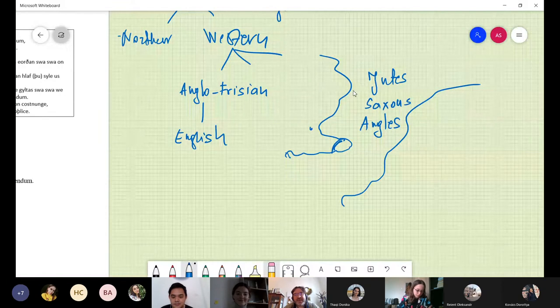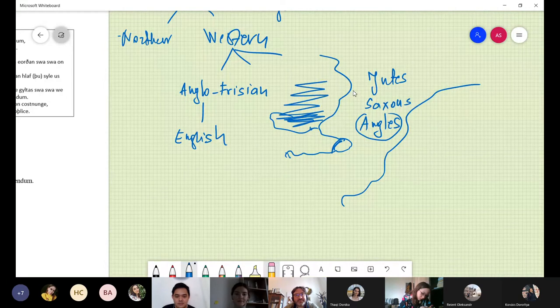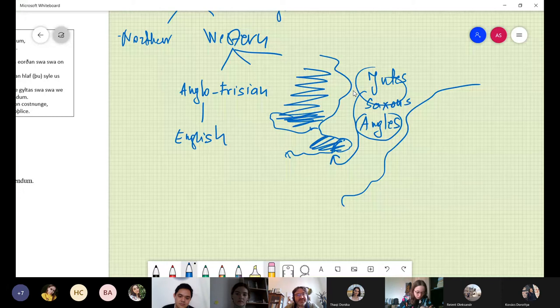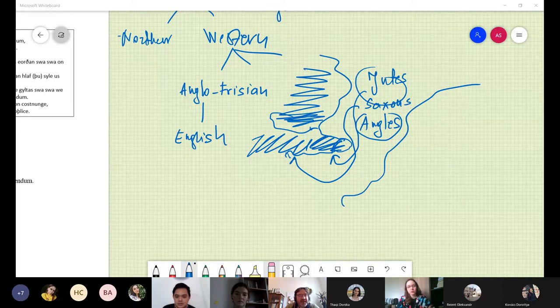Now, the Angles actually settled somewhere here, right? It seems the Jutes settled somewhere around Kent, and the Saxons seem to have settled in the remaining part of the country. So basically, Anglian was one of the major dialects of Old English, right? Actually, Anglian was the dialect spoken by a huge number of the population. It extended from London, so from the Saxons and the Jutes, up to Scotland. So it was a huge dialect area, right?